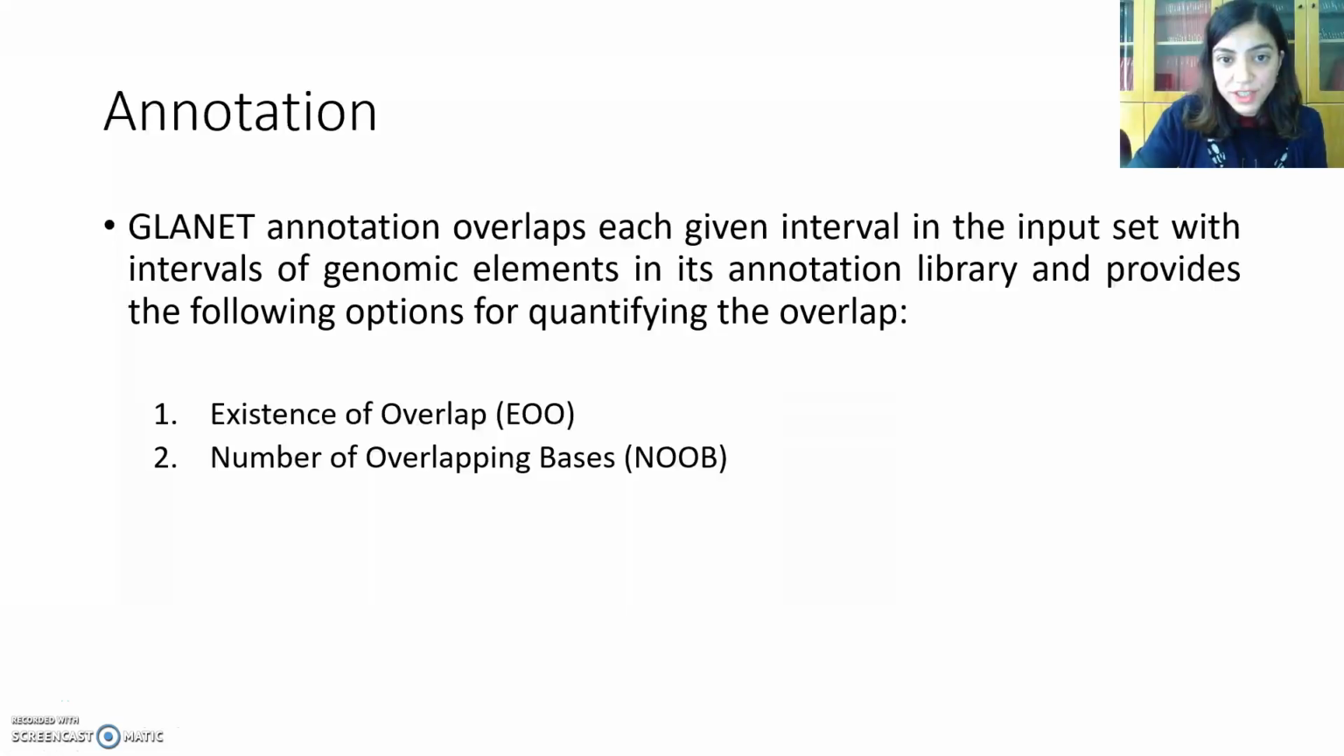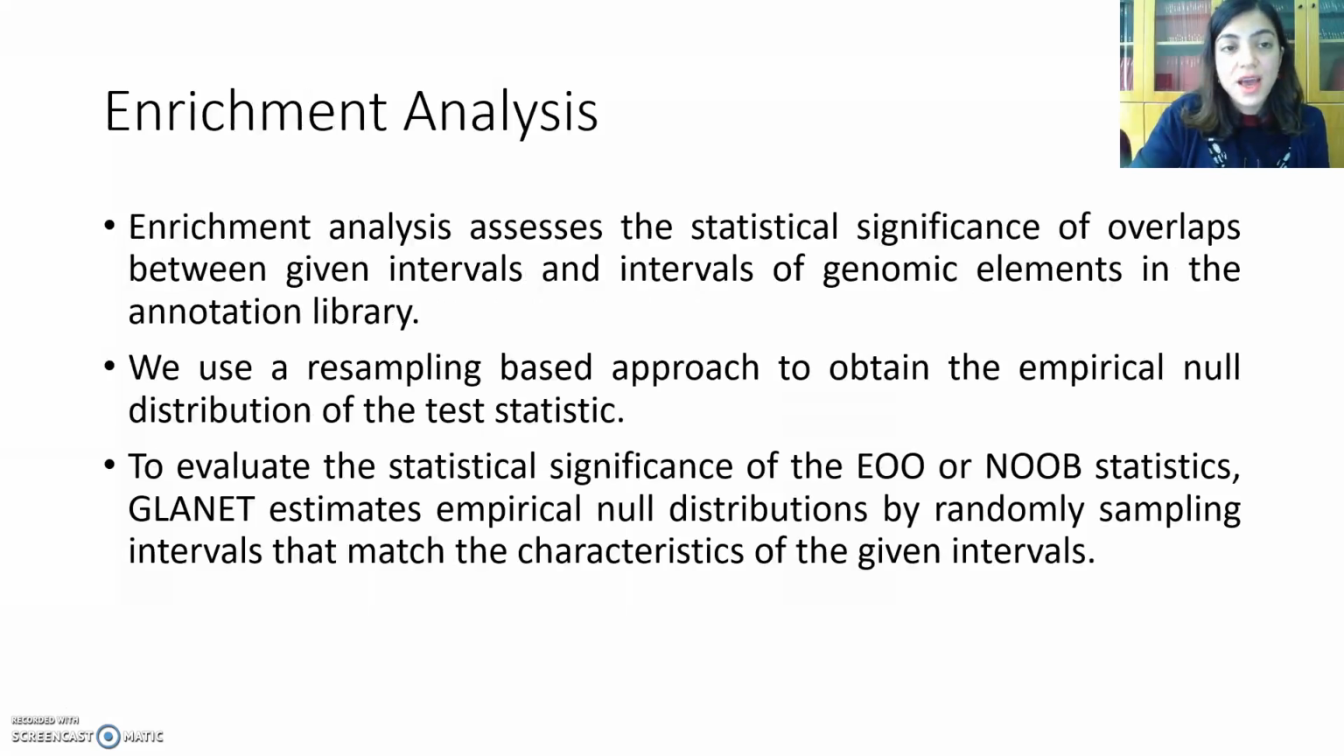For annotation, we overlap the given intervals with the intervals in our annotation library, and we provide 2 options for quantifying this overlap. Existence of overlap just gives 1 or 0 depending on whether there is an overlap or not. Number of overlapping bases just gives the exact number of overlapping bases where each base is counted at most once.